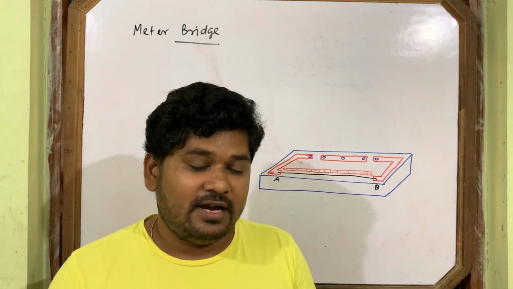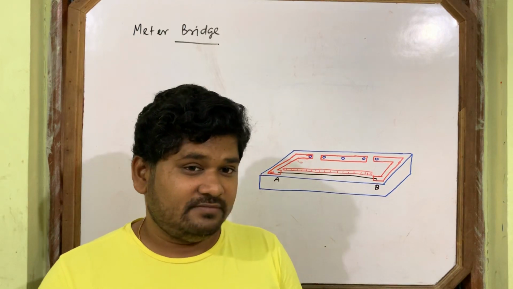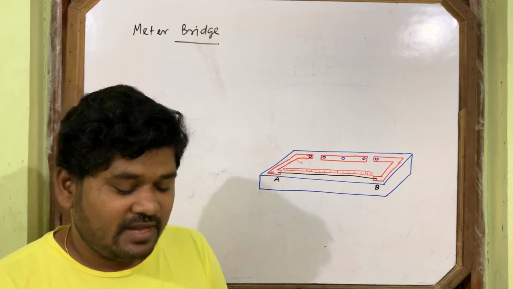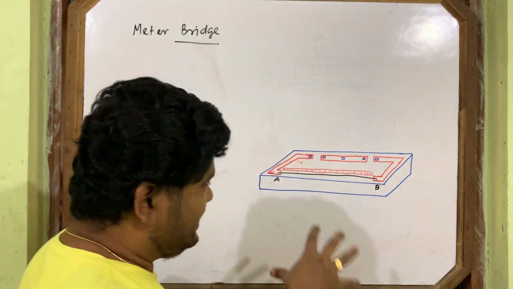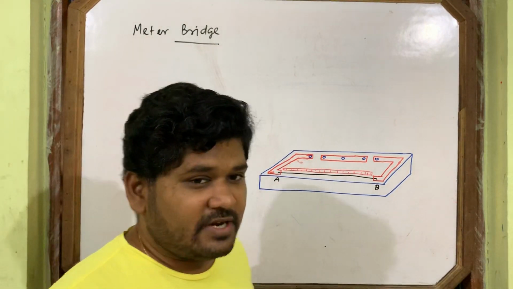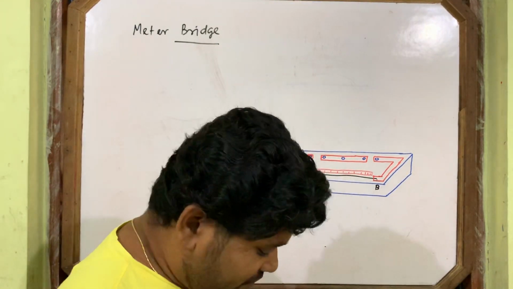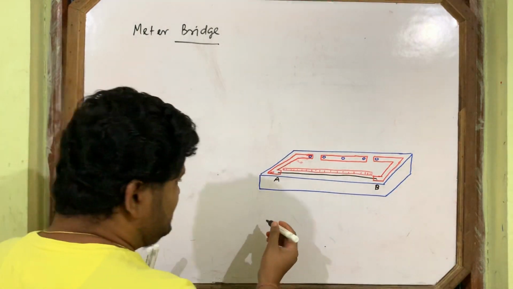Then how will we do the connection to this device? When you get this one, how will you do the connection? You have to give current. How will you give the current to this device?